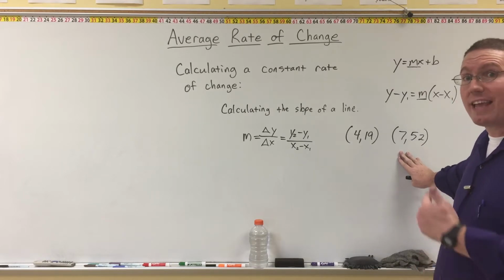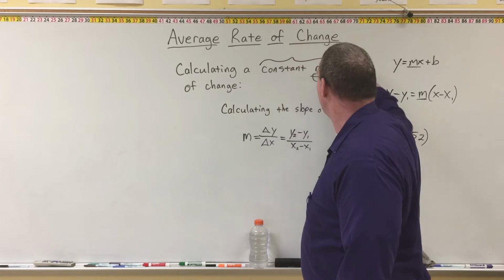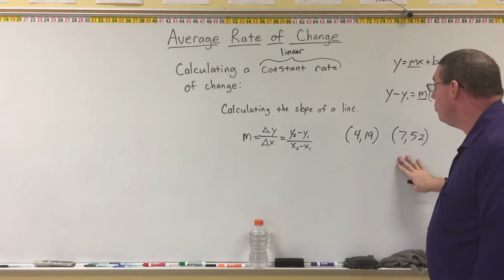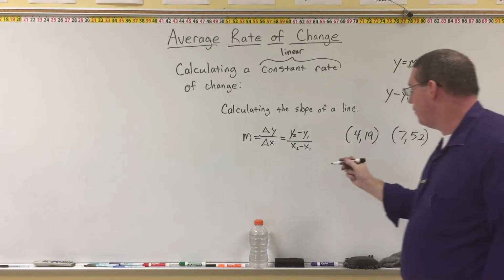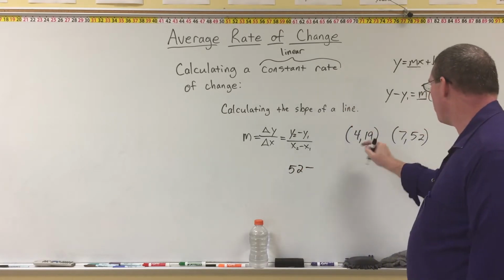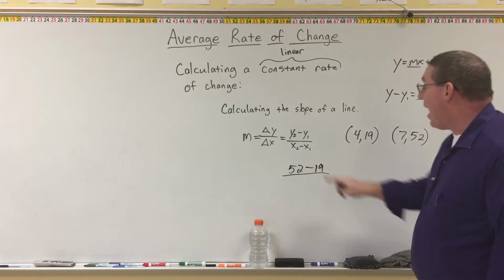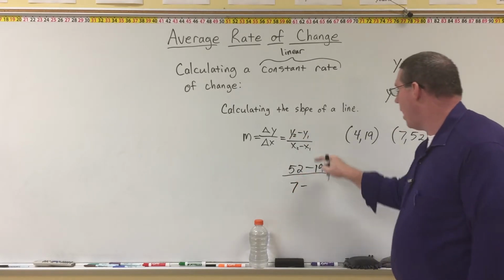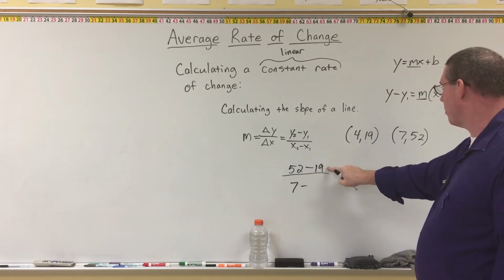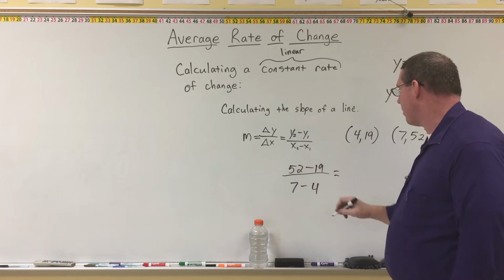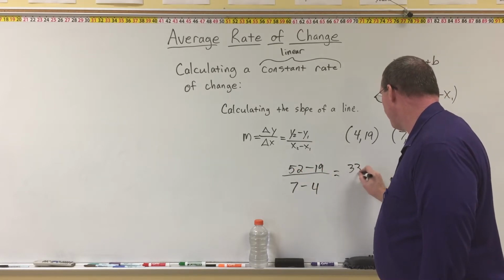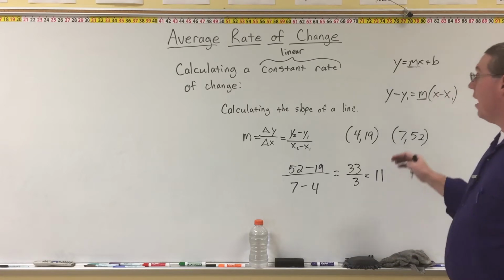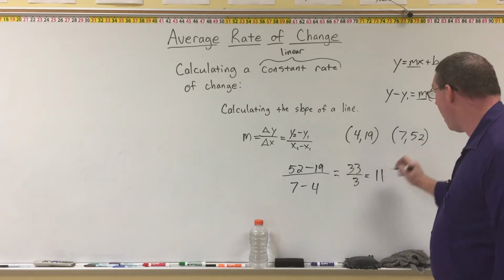If you were told that these 2 points are on a straight line, because constant rates of change are associated with linear graphs, all you'd have to do is take one of the y values, let's say 52, and subtract the other y value, 19, divided by the x value that went along with the first y value you put in. So the x value that goes with 52 is 7, minus the x value that goes with 19, which is 4. So 52 minus 19 is 33, and 7 minus 4 is 3, and 33 divided by 3 is 11. Therefore, the constant rate of change of this line is 11.